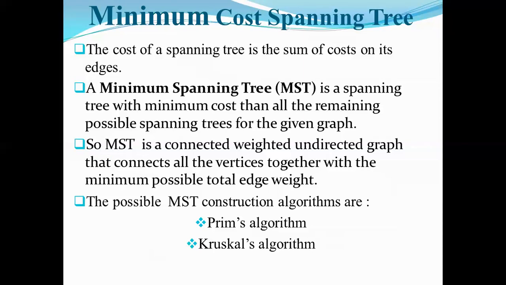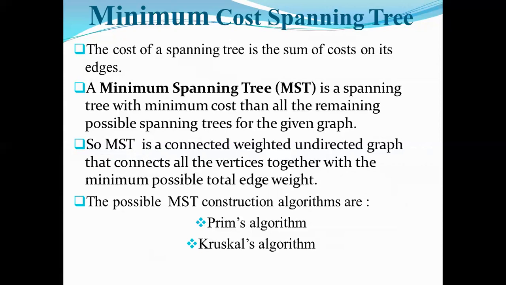Whatever edges you are considering for constructing a spanning tree, just sum all the edge costs associated with those edges, and then we get the cost. Then what is a minimum spanning tree, or minimum cost spanning tree? Out of n power n minus 2 spanning trees, after calculating each and every spanning tree cost, whichever is minimum, we select that particular spanning tree as the minimum cost spanning tree or minimum spanning tree.